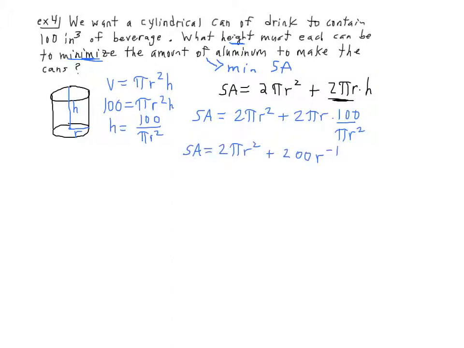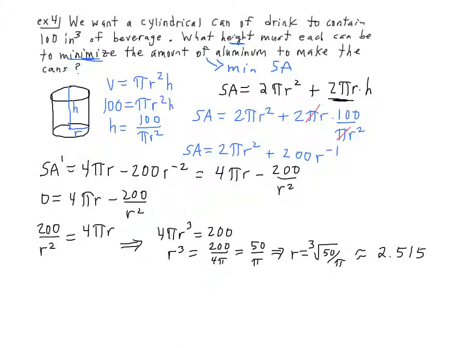So after cleaning this up, we have at the bottom here 2 pi r squared plus 200. Notice how the pi's would cancel each other. You have an r over r squared, which becomes r to the negative 1. So now we've simplified it. Now we're ready for our derivative. So go ahead, find your derivative, and set it equal to 0, and solve for r.